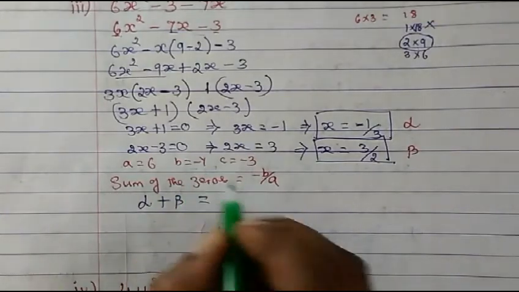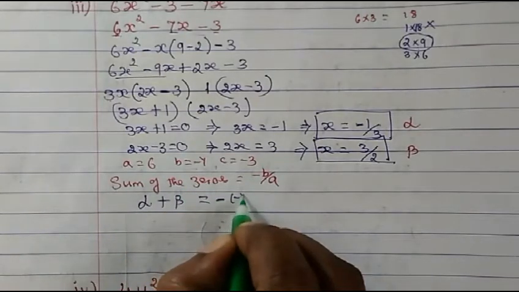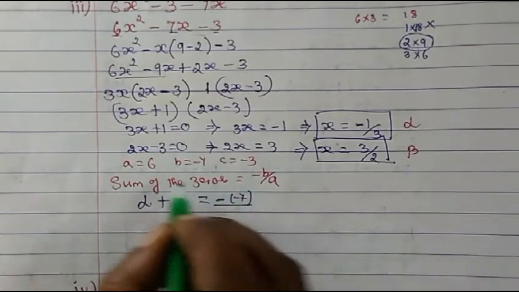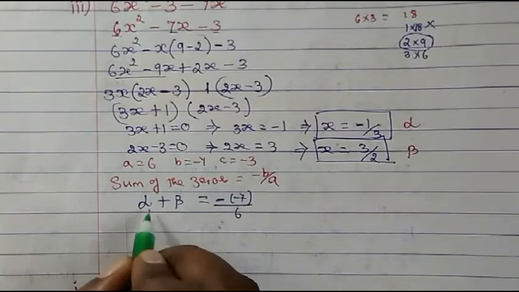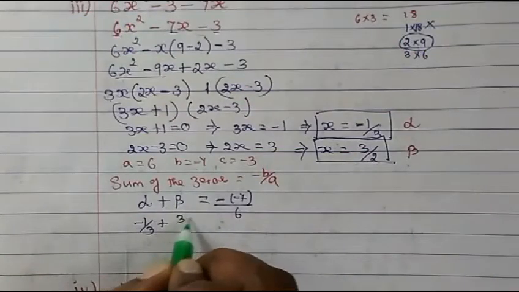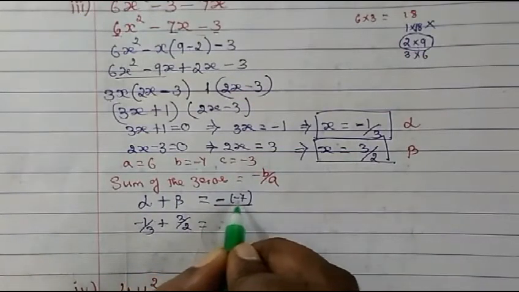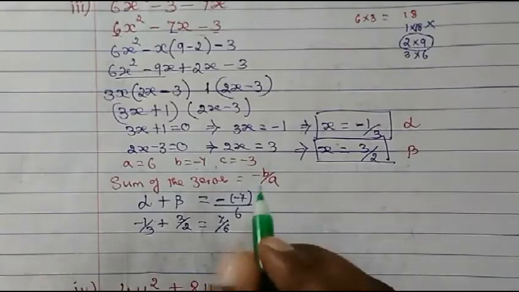So minus b is what? Minus we write as it is. In the place of b we have minus 7. Then a is 6. Then alpha is what actually? Alpha is minus 1 upon 3. Beta is 3 upon 2. So minus into minus will become plus, and we get 7 upon 6.